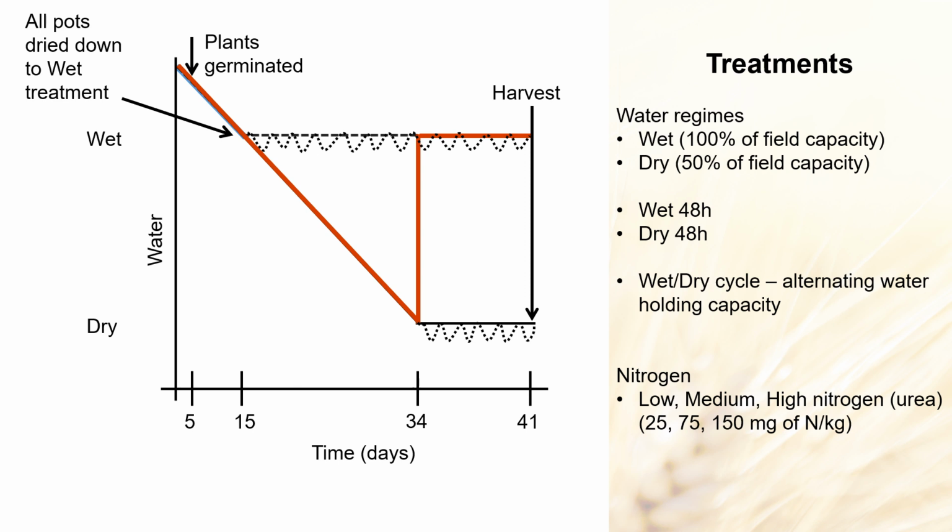and then maintained at the wet level until harvest. So pretty complicated, but you'll understand a little bit more later. In addition to my water treatments, I also had 3 nitrogen treatments. I used urea as my fertilizer, and this was pre-mixed into the soil before potting, and then no more nitrogen was added throughout the experiment. And so the nitrogen concentrations ranged from 25 to 150 milligrams of nitrogen per kilo of soil. In addition to that, I had my 4 reps and then 1 harvest time point, giving me 120 plants.